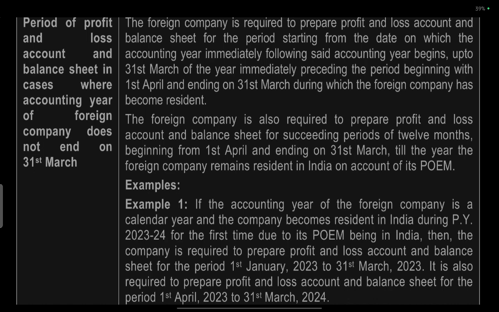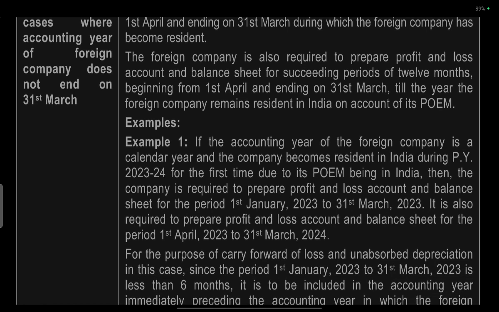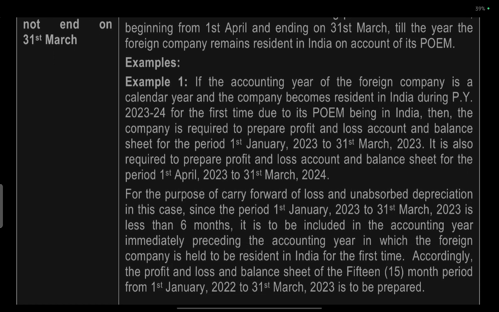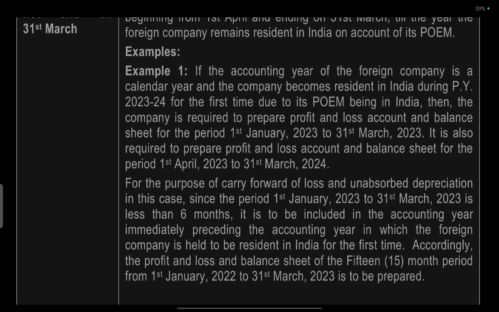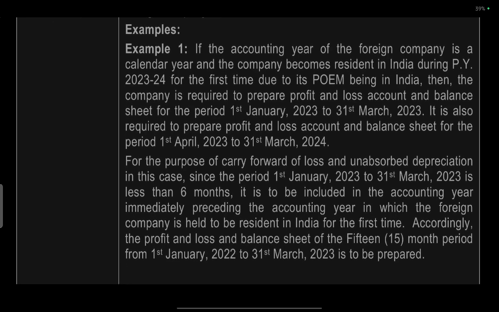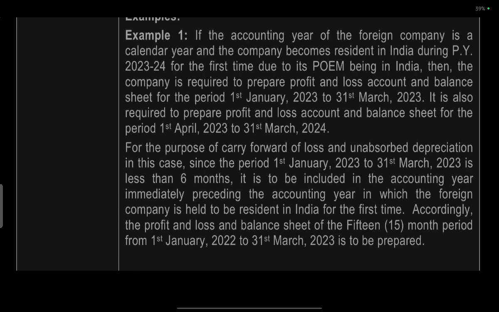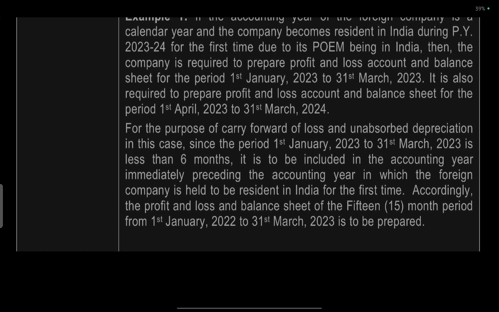The foreign company is also required to prepare profit and loss account and balance sheet for succeeding periods of 12 months, beginning from 1st April and ending 31st March, till the year the foreign company remains resident in India according to POEM. Example: if the accounting year of the foreign company is the calendar year, and the company becomes resident in India during the previous year 2023 for the first time due to POEM being in India.